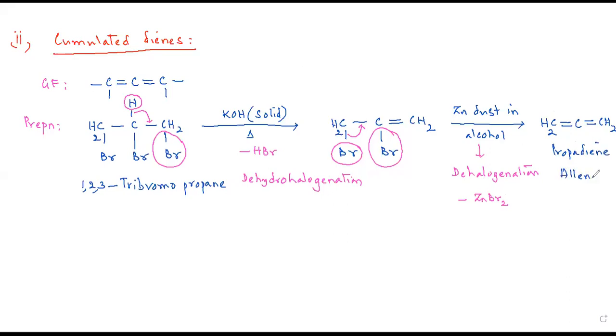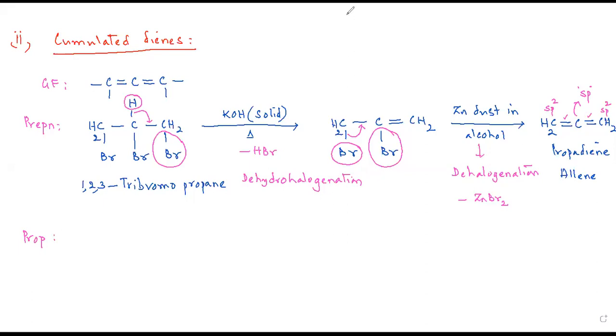famously known as allene. I have an interesting point for you. Say in allene, hybridization of the central carbon atom is sp, a previous IIT question, because it is involved in the formation of two pi bonds. Whereas these two are of sp2 type, because they are involved in the formation of just one pi bond. So that is the preparation of cumulated diene.